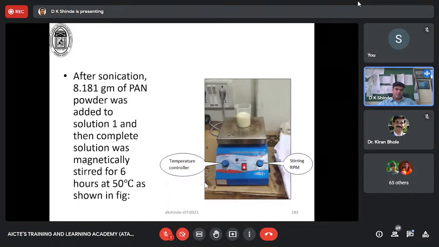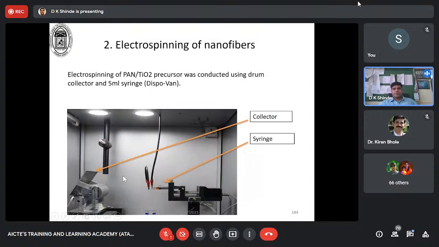So this is how the solution looks after the sonication. 8.1 gram of PAN powder was added to the solution, and then we used this image for this particular setup where we started electrospinning on the flat plate collector as well as a drum plate collector for the PAN titanium dioxide nanofibers.